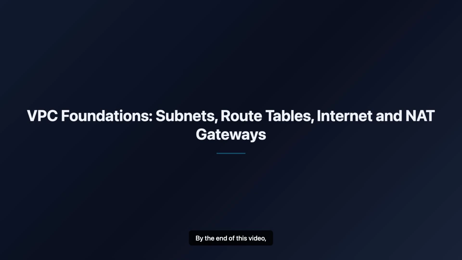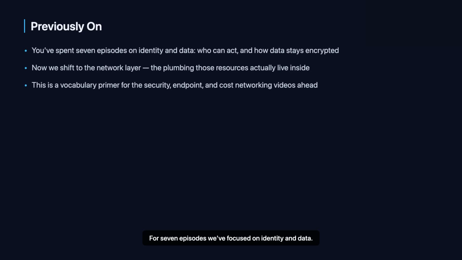By the end of this video, you'll be able to look at a network layout and know instantly whether a subnet is public or private, when to reach for an internet gateway versus a NAT gateway, and how to connect one VPC to another. This is the plumbing that every security, endpoint, and cost topic later in the course quietly depends on. For 7 episodes, we've focused on identity and data.